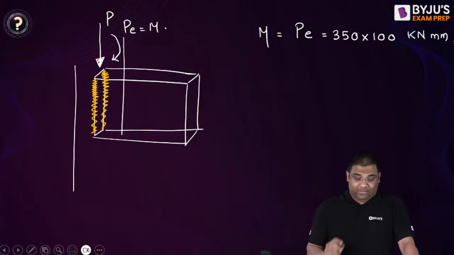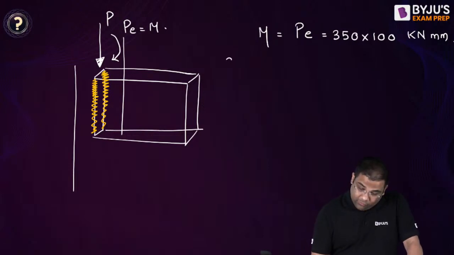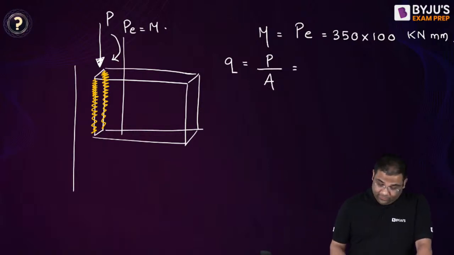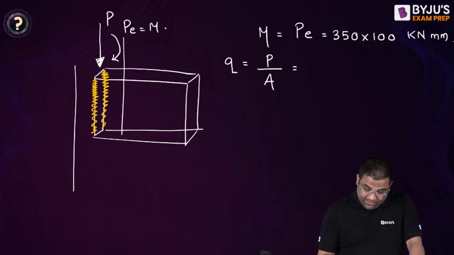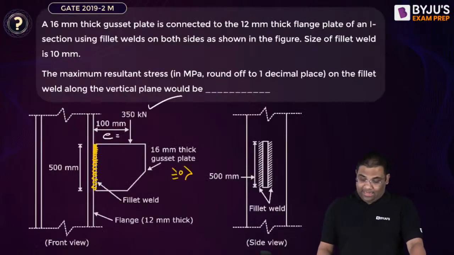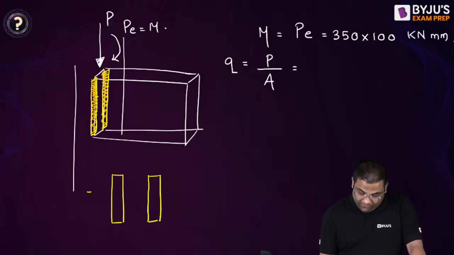Now, due to force, there will be shear stress. Now, what is the shear stress formula? Simply load by area, the area of the weld. Now see, if you see this weld, this weld comprises two rectangles, right? One rectangle is this, and one rectangle is this. Now the depth of the rectangle will be how much? 500 mm, the length of the weld, right? So this is 500 mm. And this thickness will be how much?